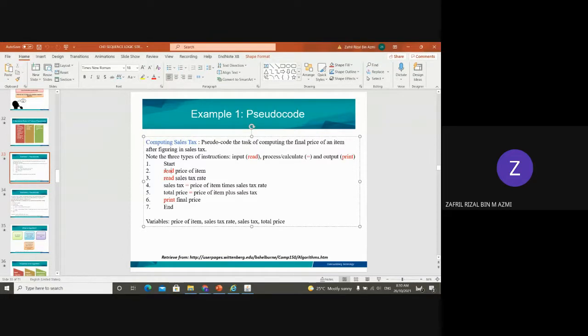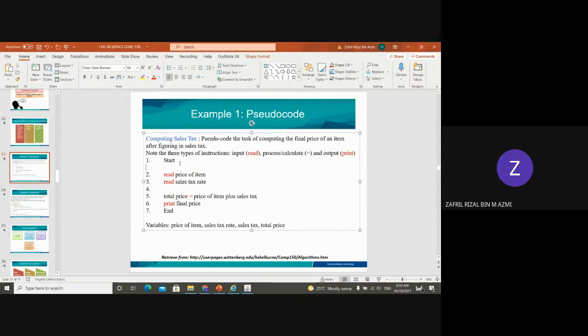So you cannot put "read" after calculating sales tax. For example, you put sales tax first before you read. That is wrong. For example, like this: number 2, before you read, you put calculate sales tax. This is wrong in terms of the sequence. Although all the instructions are presented in the pseudocode, the sequence is incorrect.